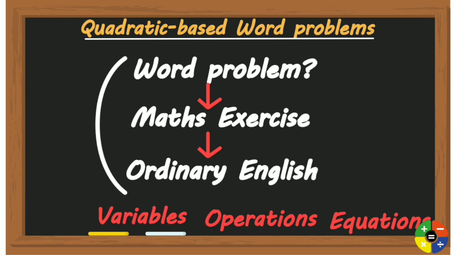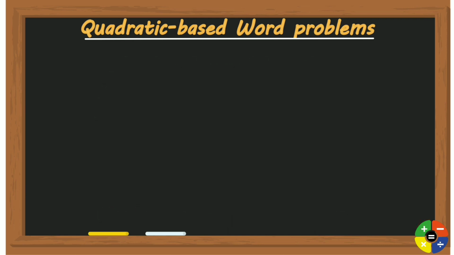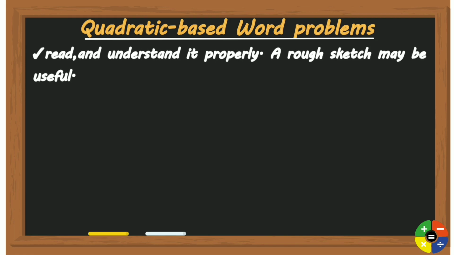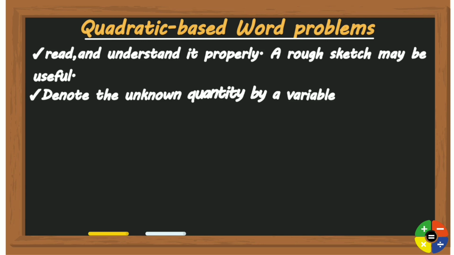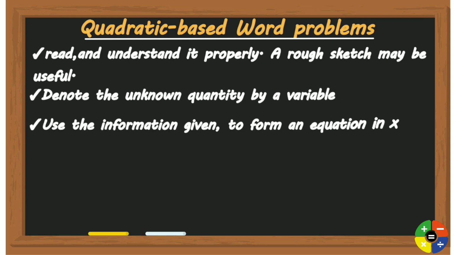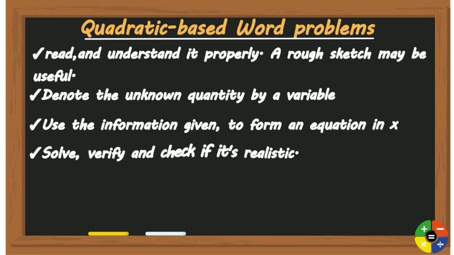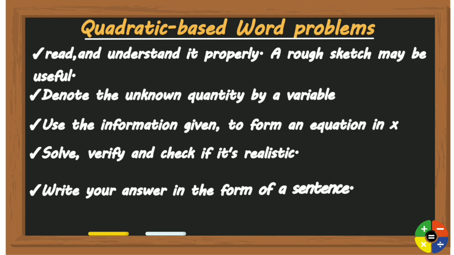The following steps are important to follow when solving word problems. Read and understand it properly. A rough sketch may be very useful. Denote the unknown quantity by a variable. Use the information given to form an equation in x. Solve the equation, verify your result, and check if it is realistic. Write your answer in the form of a sentence.